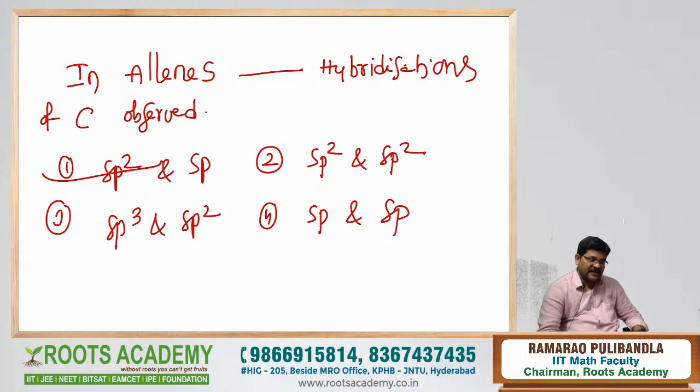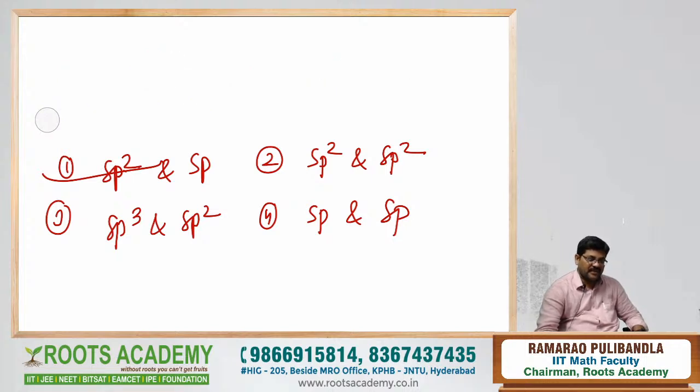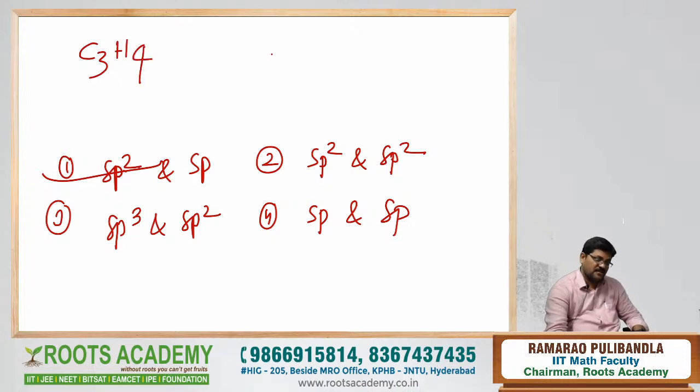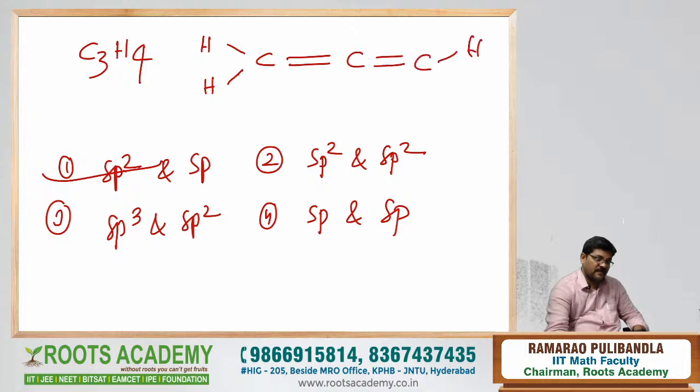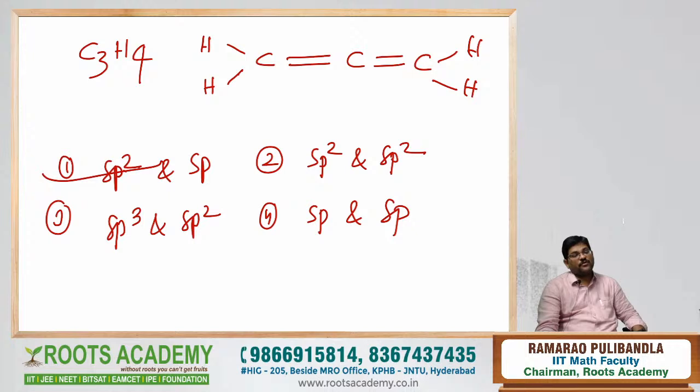So, first of all, what is an allene? An allene is nothing but an adjacent double bond system. Take the best example, C3H4, the simple allene. It was given in the previous mains paper. Now in the structure of this C3H4, see the central carbon. First of all, a double bond means what? A sigma bond and a pi bond.